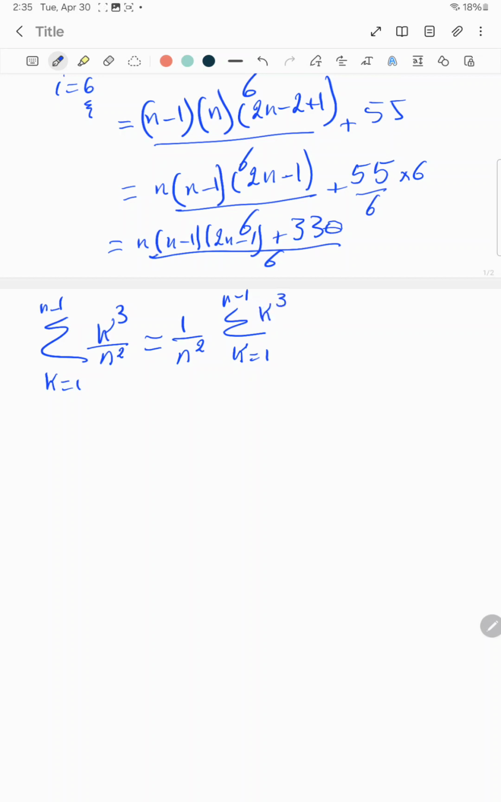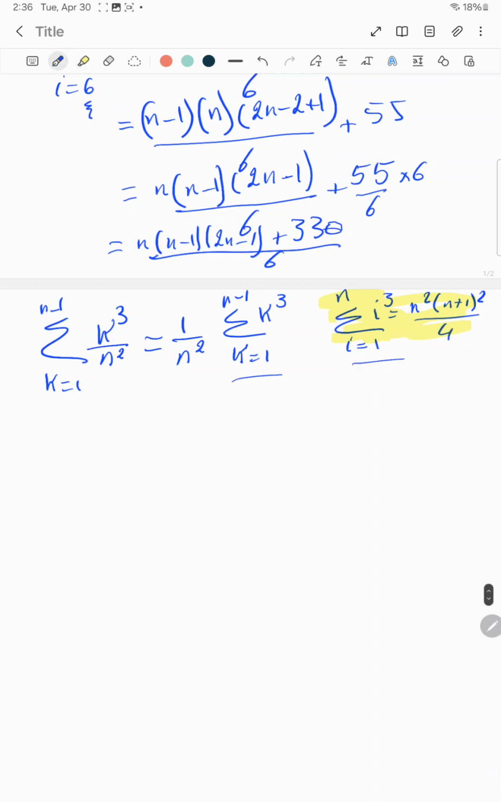And in my previous video I gave you the formula, and I told you you don't have to prove it, you only have to use it. So the formula says the sum of i equals 1 to n of i cubed is equal to n squared times n plus 1 squared divided by 4. That's a formula, so I will highlight it. And here I will use this formula.